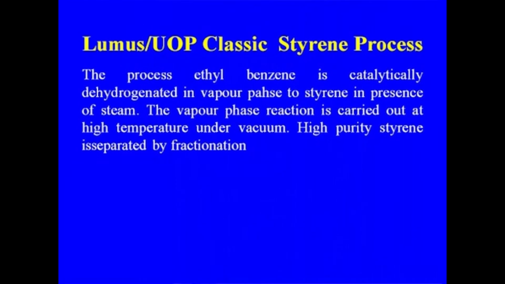Lummus UP classic styrene process. In the process, ethyl benzene is catalytically dehydrogenated in vapor phase to styrene in the presence of steam. The vapor phase reaction is carried out at high temperature under vacuum. High purity styrene is separated by fractionation. Now, this was about ethyl benzene and styrene, which is one of the very important derivatives, because a huge amount of the styrene goes for the making of polystyrene.